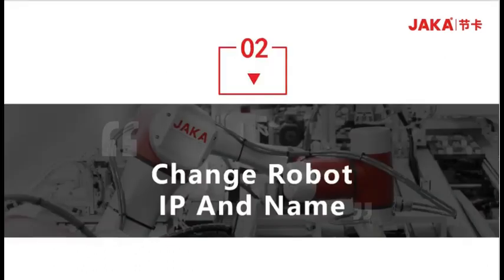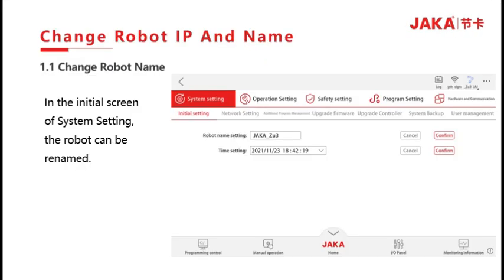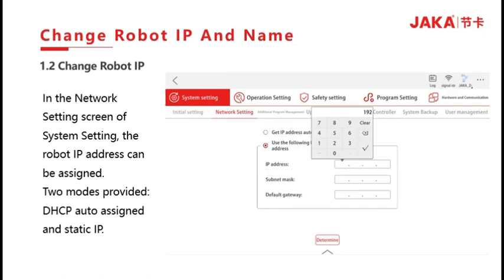Change robot IP and name. In the initial screen of setting system, we can change the robot name. Input in a rectangle the name you want to give to the robot and then click confirm. Change robot IP address. Enter the system setting page, edit the robot IP in the network setting.